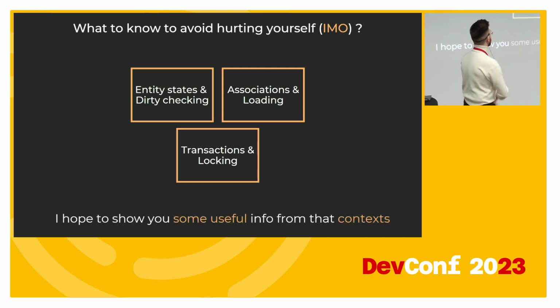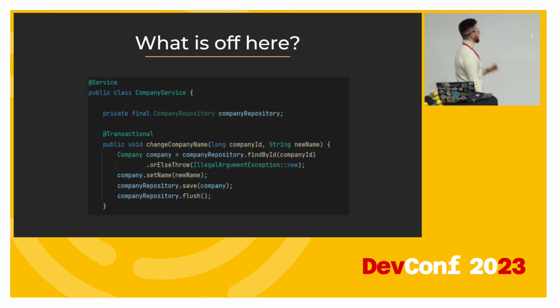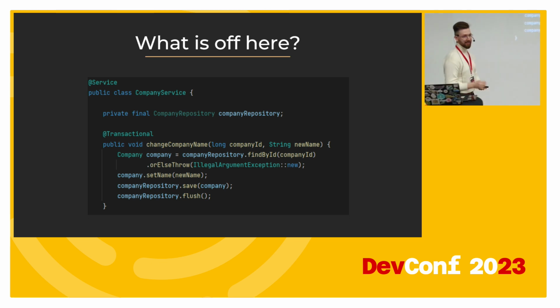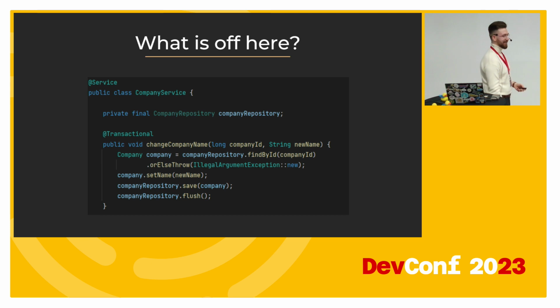Okay, let's dive into the entity states and dirty checking. So for Java developers, or for .NET developers who know the font, but it's not .NET, what may be off with this service? I will ask the public, and if nothing occurs, I will say it. If someone guesses, I have a duck for you. I will throw it at you. So you need to know and catch. Anyone?